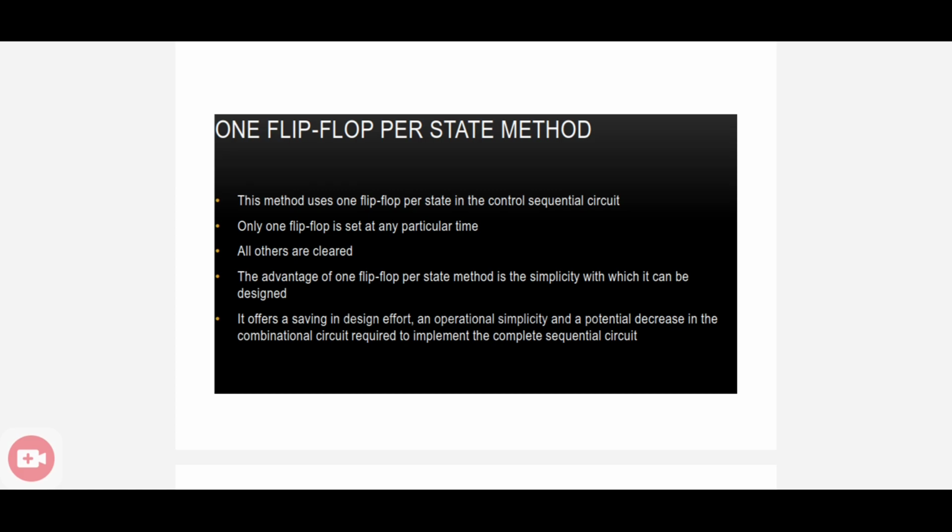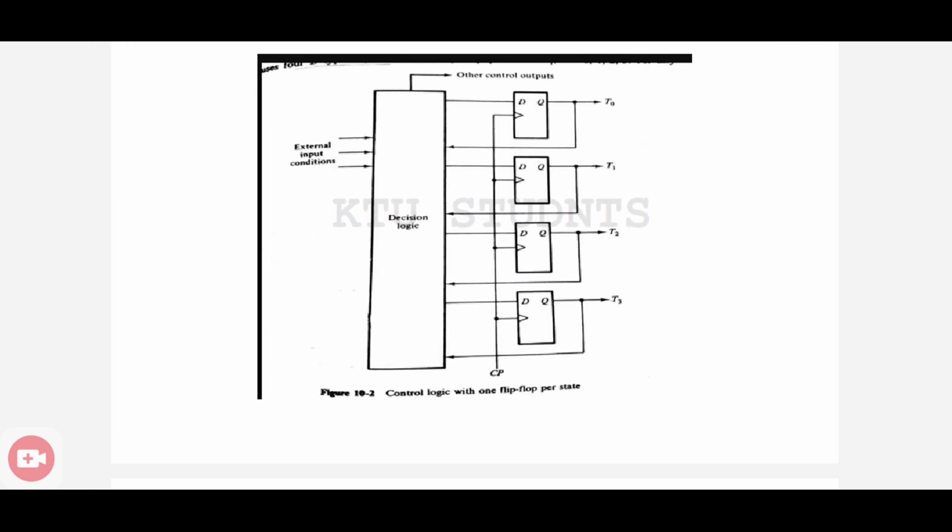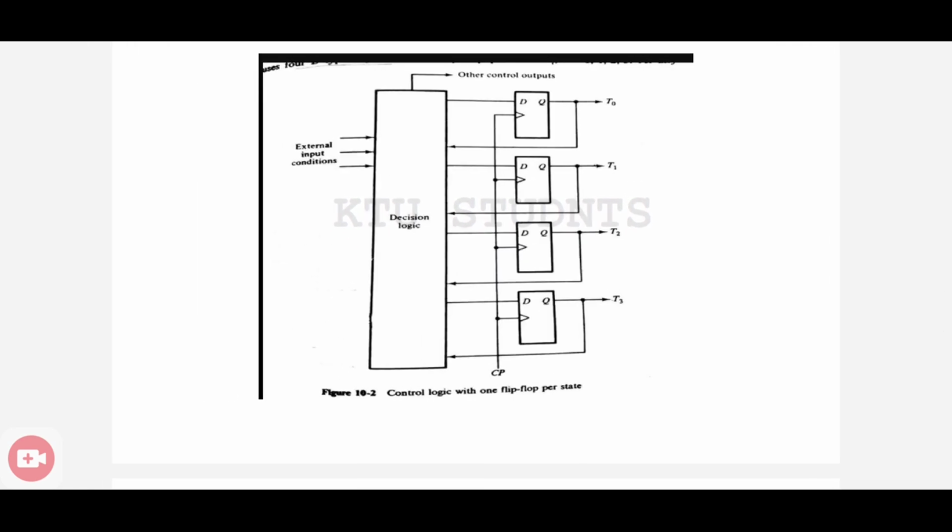So in one flip-flop per state method, we can use a number of flip-flops. Only one will be active at any time. All others should be cleared. And the main advantage is simplicity and potential decrease in the combinational circuit for implementing. Clear? And this is the architecture of control logic with one flip-flop per state.